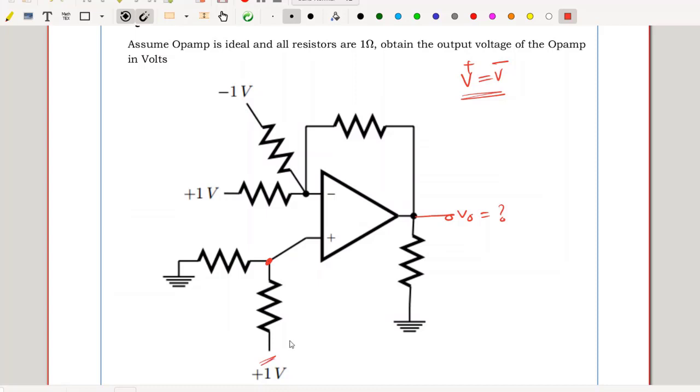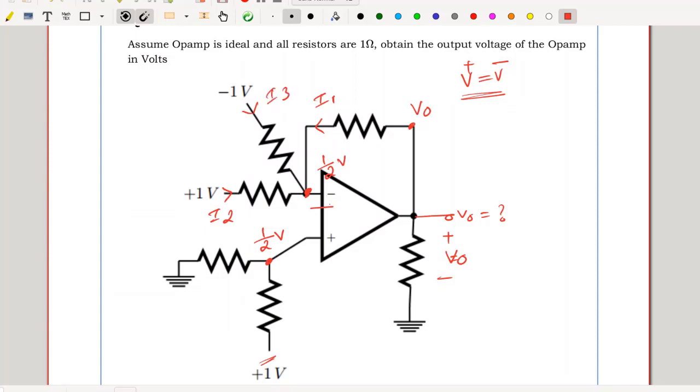1 volt source divides equally between 1 ohm resistors. This value will be 1 by 2 volt. My V minus also will be at 1 by 2 volt level with respect to ground. This unknown voltage V out is to be identified. At V minus node I have 3 branches. This is my V out current, let me mark it as I1. The incoming current I2. Another incoming current I3.